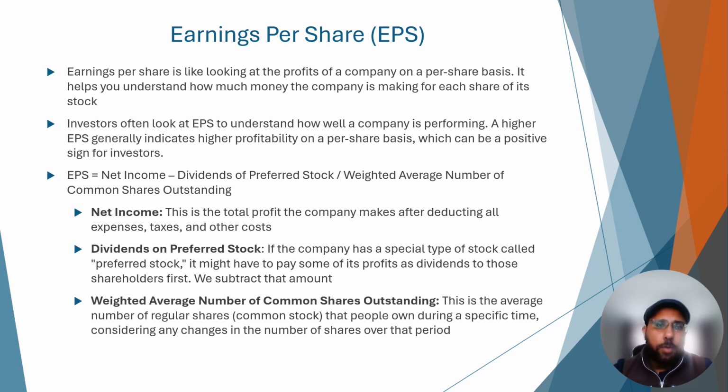The equation is net income, take away dividends on preferred stock, divided by the number of common shares outstanding. Now this figure can be adjusted, since sometimes companies do not have preferred stock. Then the figure will simply be net income divided by the average number of shares outstanding.